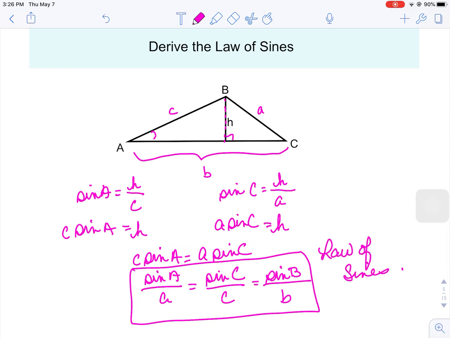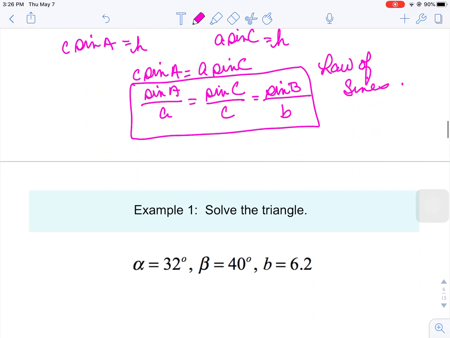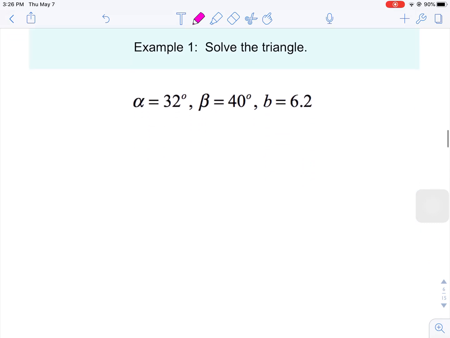And it essentially says that the ratio between the sine of my angle and the side opposite it is consistent throughout a triangle. So let's take a look at an example.